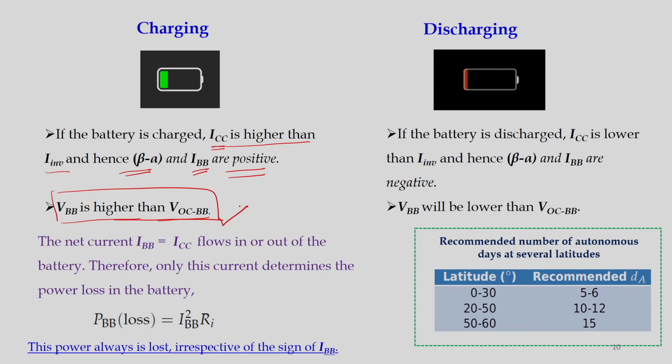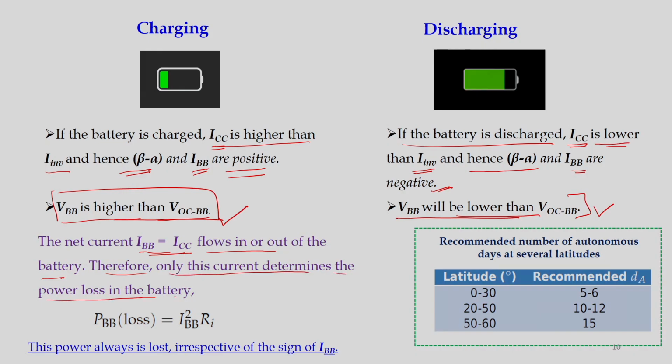In case of discharging, if the battery is discharged, that is ICC is lower than I inverter, then beta minus alpha and IBV are negative. So, this VBB will be lower than VOC. This is the condition at which VBB is lower than VOC. So, the net current IBB and ICC flows in or out of the battery. Therefore, only this current determines the power loss in the battery.